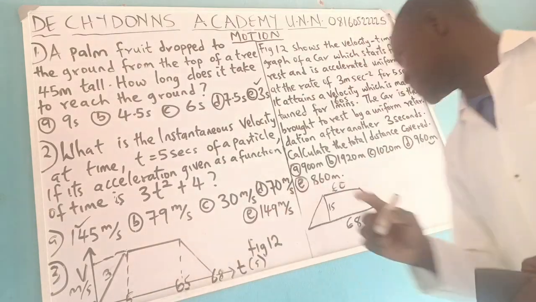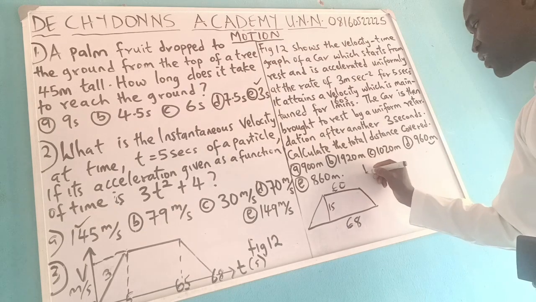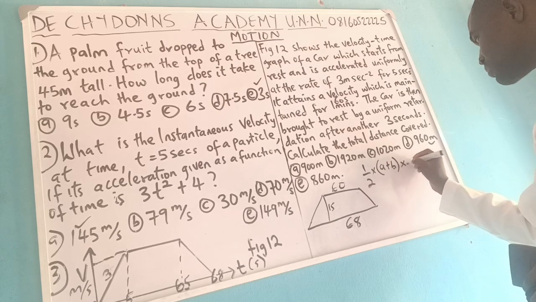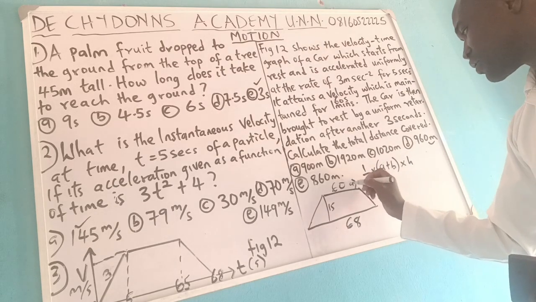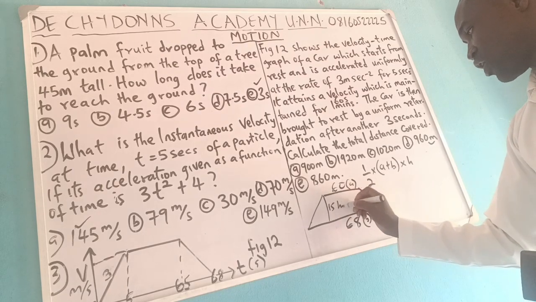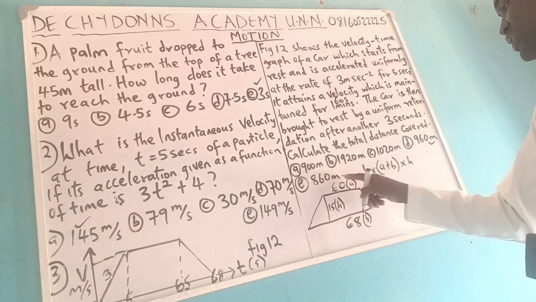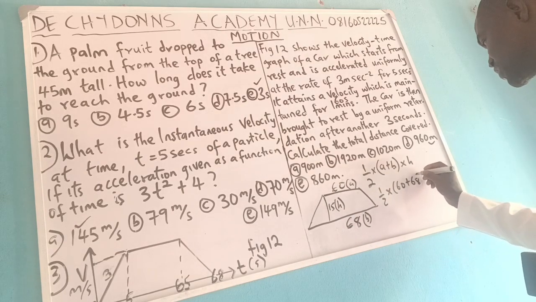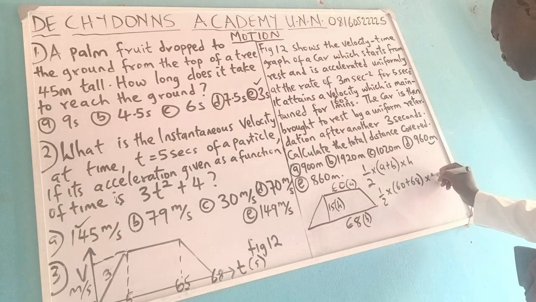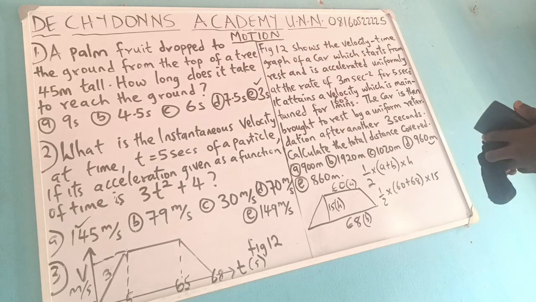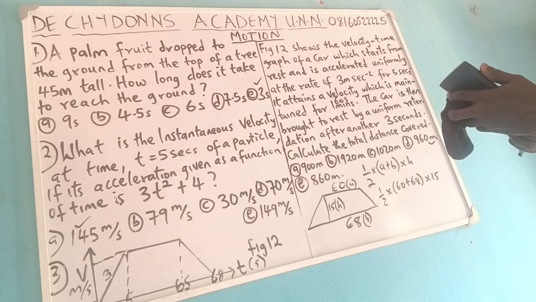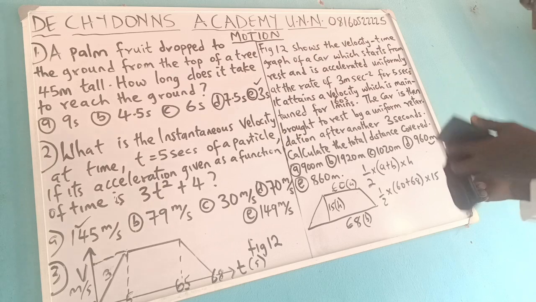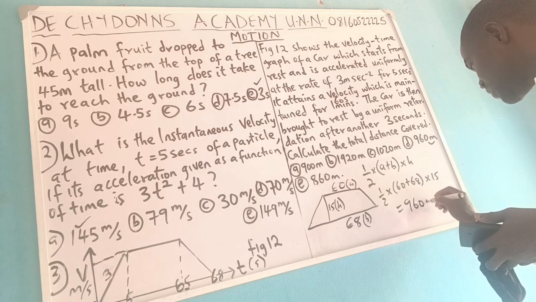And we know that the area of a trapezium is half times A plus B times height, where this is your A, this is your B, and this is your height. So we'll be saying half times 60 plus 68 times our height, which is 15. So we'll be having 60 plus 68 divided by 2 times 15. That will be giving you 960 meter.